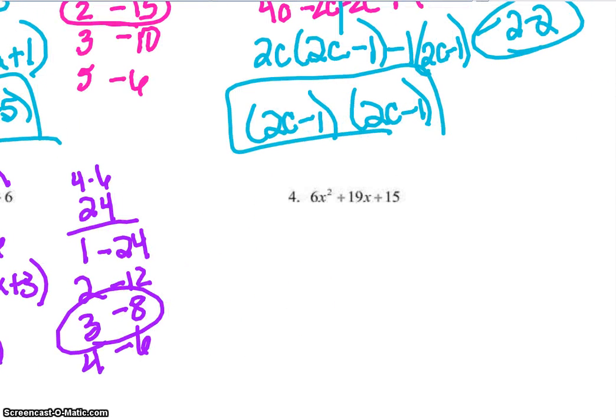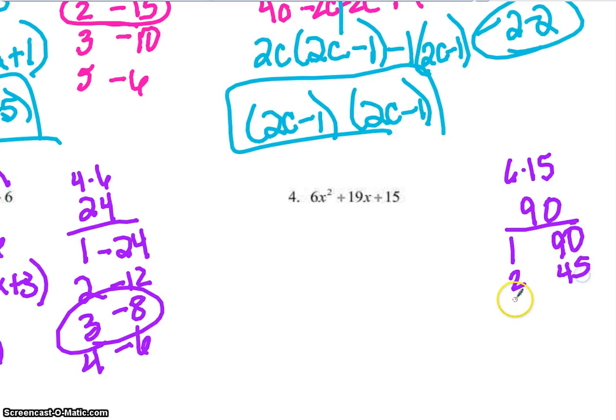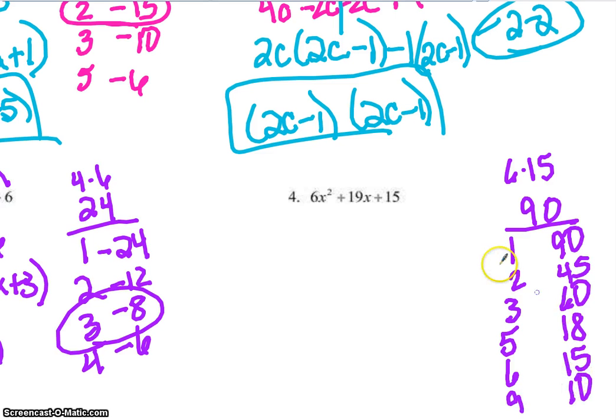Number 4, 6 times 15, which is 90. 1 and 90, 2 and 45, 3 and 60, 5 and 18, 6 and 15, 9 and 10. Signs are the same. They're all positive. They have to equal 19, so you're going to use 9 and 10.